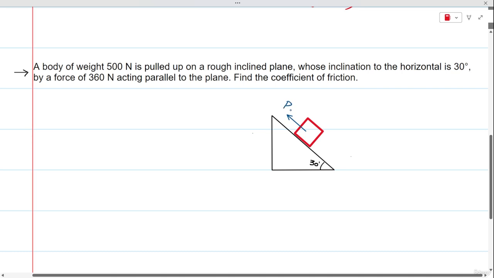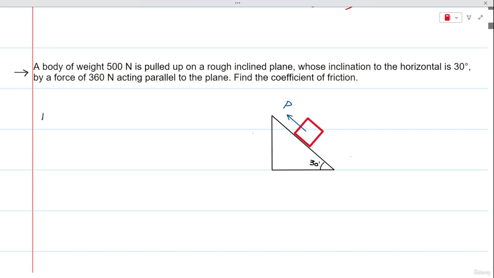So let's say P is equal to 360 Newtons and we are required to calculate what is the mu value. So now here, let's identify the forces acting on the body.